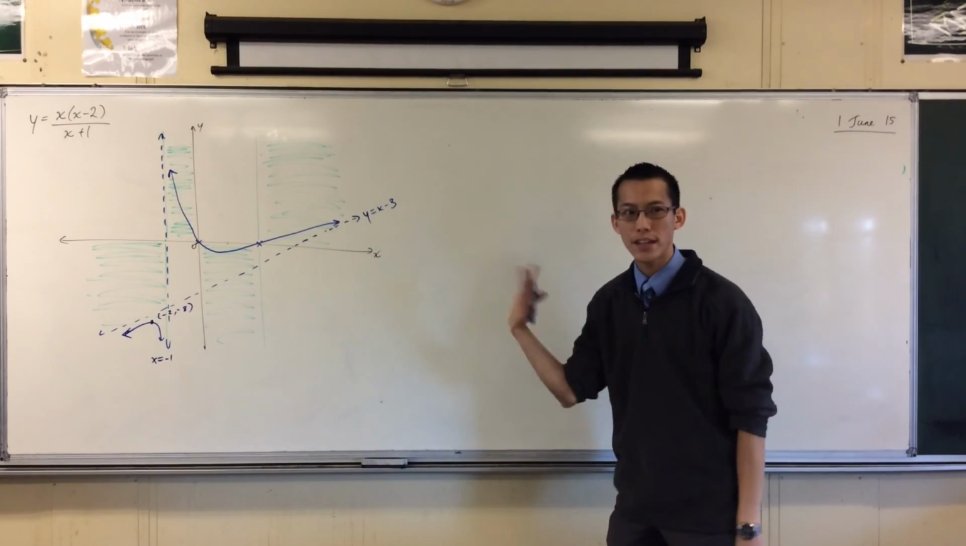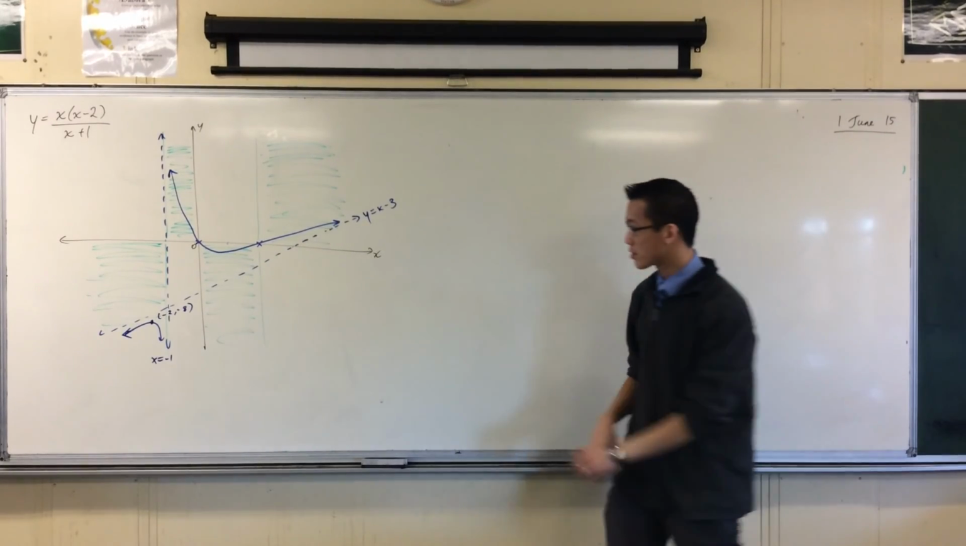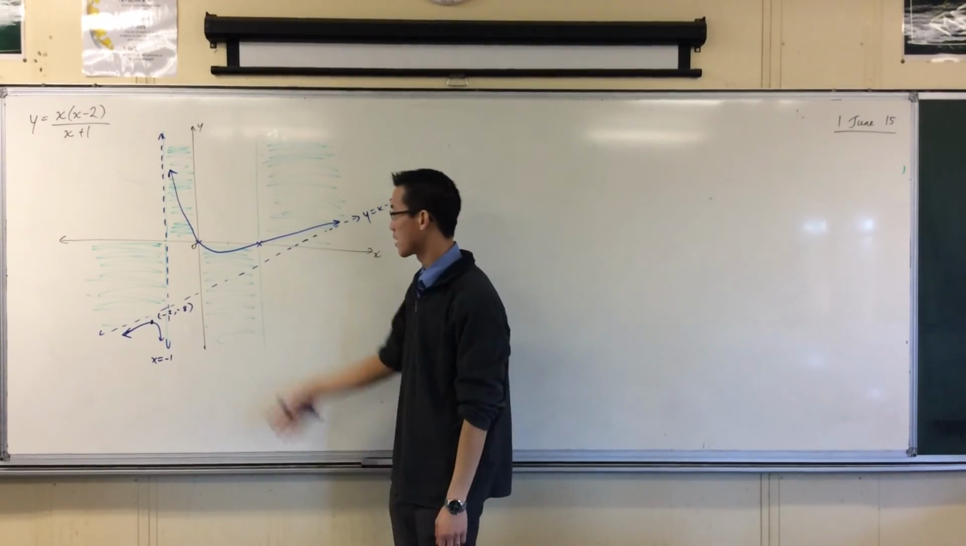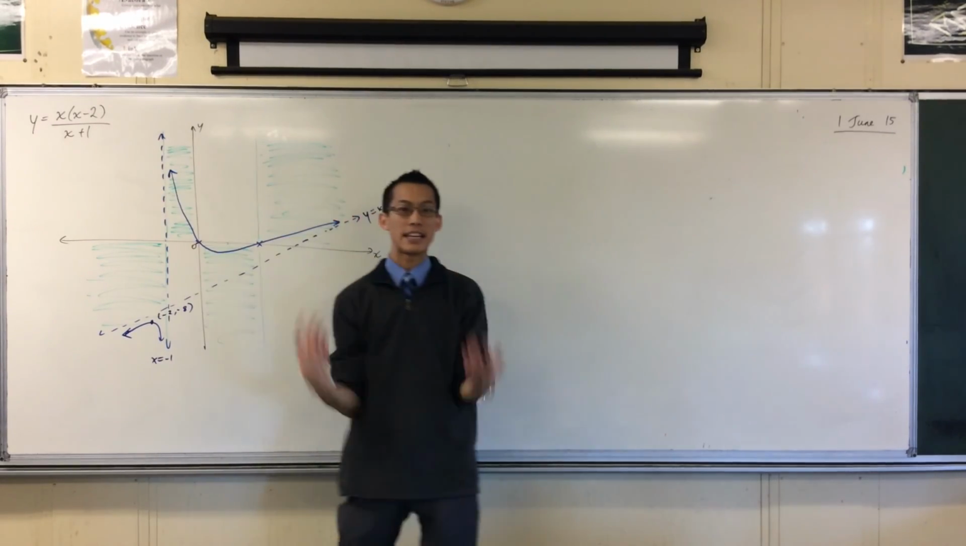So this is different again. We've looked at all these different combinations. Sometimes you cross the horizontal or oblique asymptote, sometimes you don't. I could put these all in the denominator and I'd get another graph again.